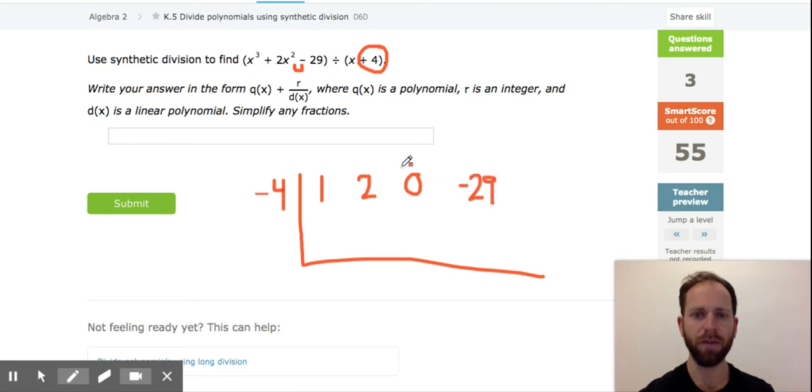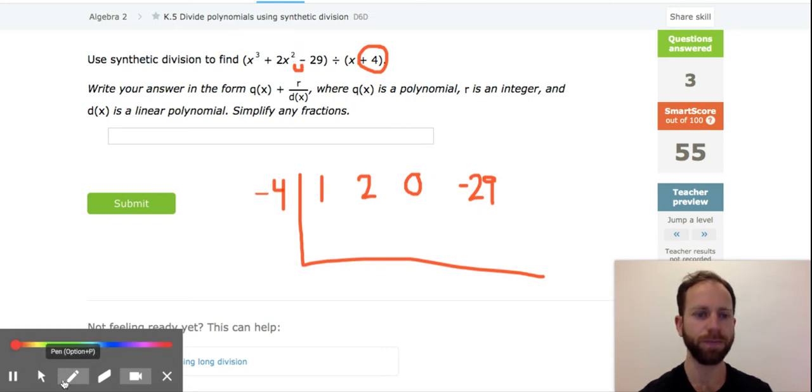Okay, so don't forget that. That's the most common mistake people make with synthetic division. You have x to the third power, x to the second power. There's no x to the first power, so we have to put this 0 in that place. Okay, now let's go ahead and do our synthetic division.